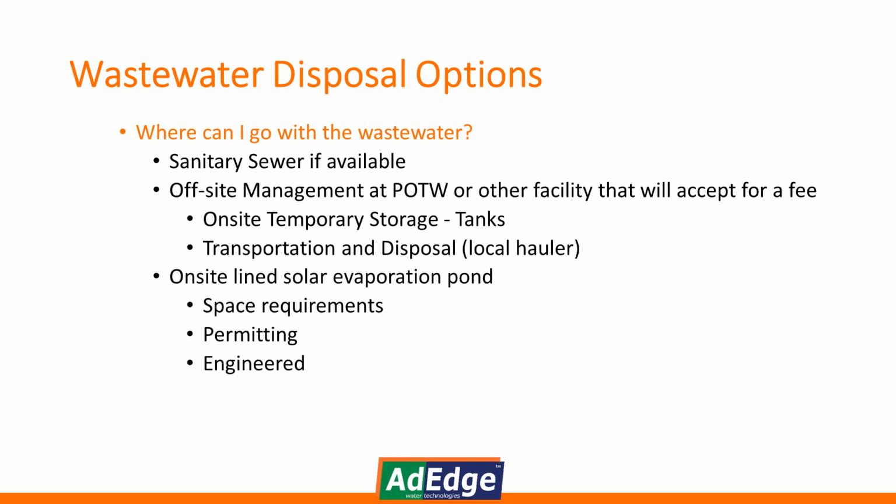So your disposal options typically have been a sanitary sewer if available. Many wastewater plants are not willing to accept it any longer. Some are though. Offsite management in California, they have what's called brine lines. And if you have a direct connect to the brine line, you might be paying a dime a gallon to discharge it. If you don't have a direct connect, that means you're going to have to haul that brine to the brine line, and you could be paying anywhere from 30 to 40 cents a gallon in some areas.